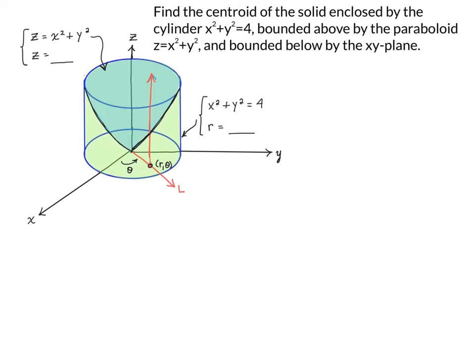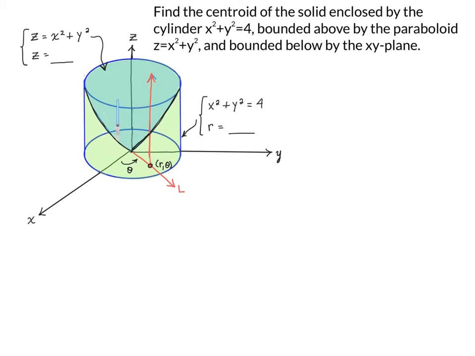Here's another example. We're going to find the centroid of the solid enclosed by the cylinder x squared plus y squared is 4. So this is centered at the origin, and you can see it in the xy plane. We have a circle of radius 4. There's no limitations on z, so the cylinder just keeps going up.